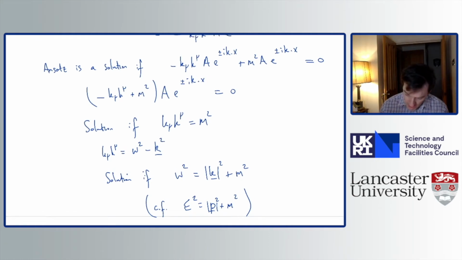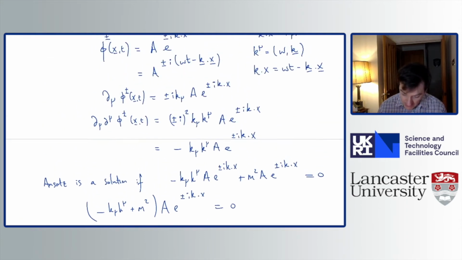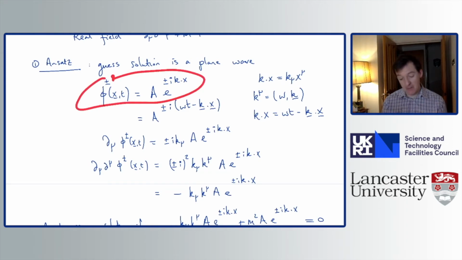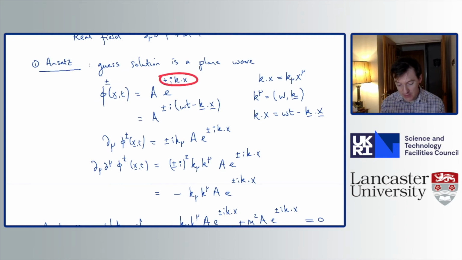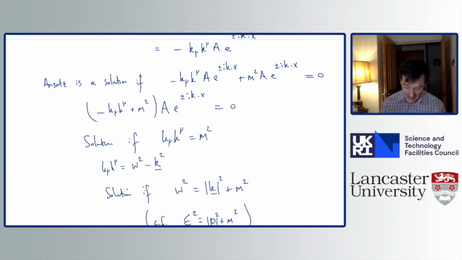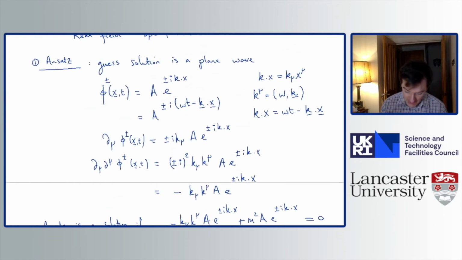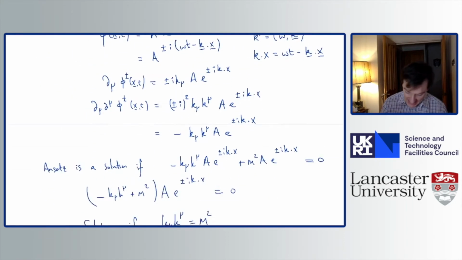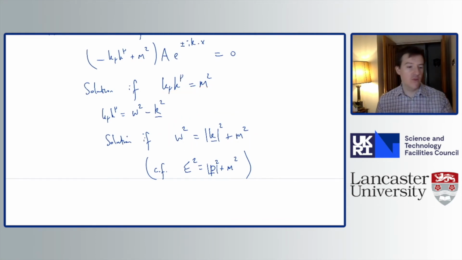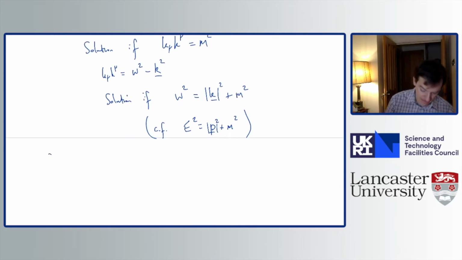Okay, so we've shown that this plane wave that we had above can be a solution, and both the plus and minus terms in the exponent can be solutions, so long as the k that enters our guess satisfies this relation, or equivalently write it in the 4-vector notation.